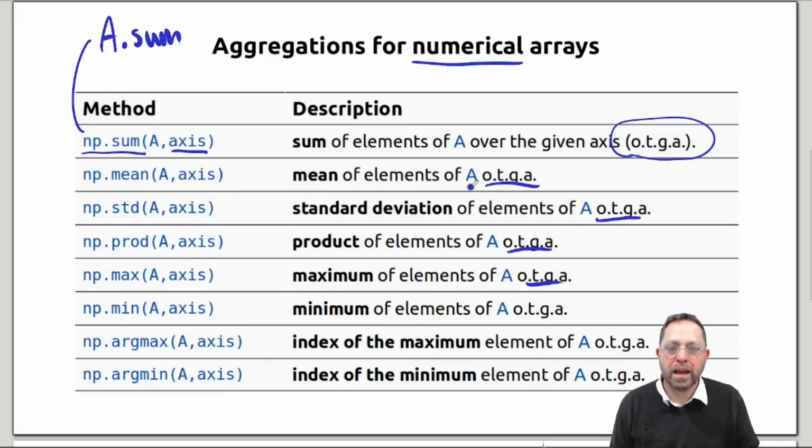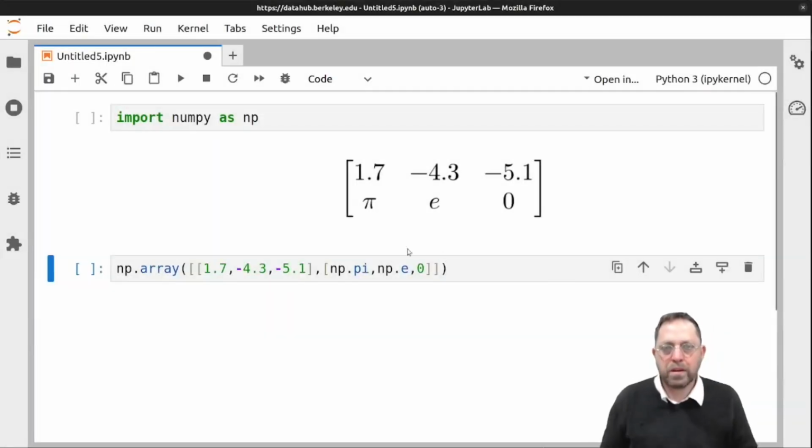Okay, so then comes the mean. That is the mean of the elements of a. std is the standard deviation of the elements of a. prod is the product of the elements of a. Then max and min are the maximum or the largest of the elements of a and the smallest of the elements of a. And then argmax and argmin are the index to the largest or smallest of the elements of a.